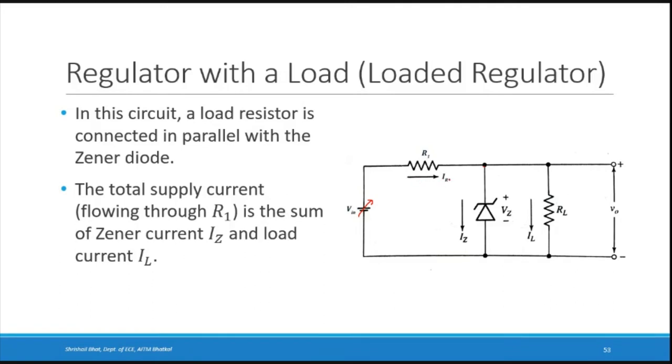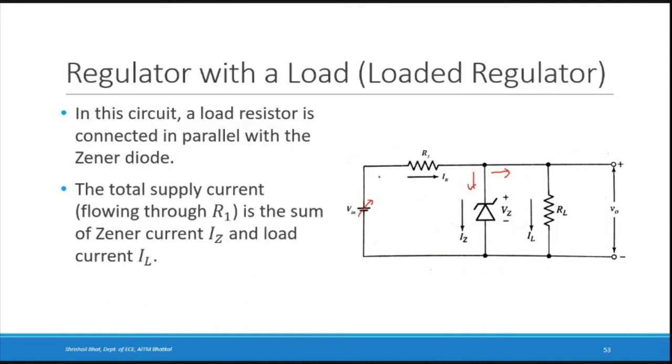The current entering is IR, and from here it takes two paths. One is Iz, and what goes here? This is IL. It goes through the load, right? Whatever goes here, it goes through the load. So this is Iz and this is IL. So this current is the sum of Iz and IL. So you can write IR is equal to Iz plus IL. Is it right? IR is equal to Iz plus IL. So that's what is given here.